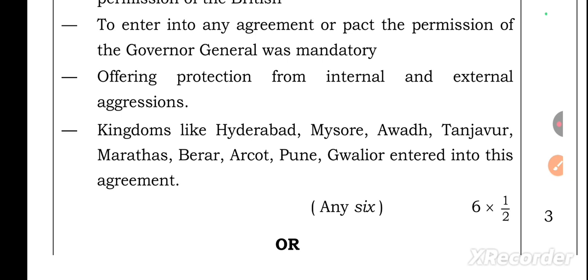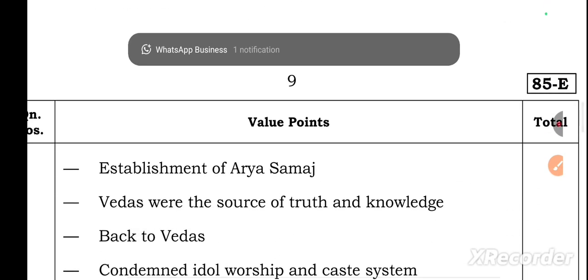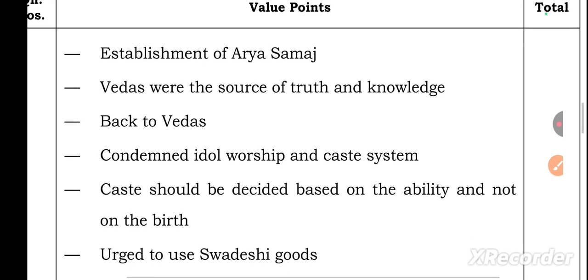Kingdoms like Hyderabad, Mysore, Awadh, Tanjavuru, Marathas, Berar, Arcot, Pune, Gwalior entered into this agreement. Okay, if you write any six important points, you will get 3 marks. This is a very important question. In most alternative exams, they asked this question.